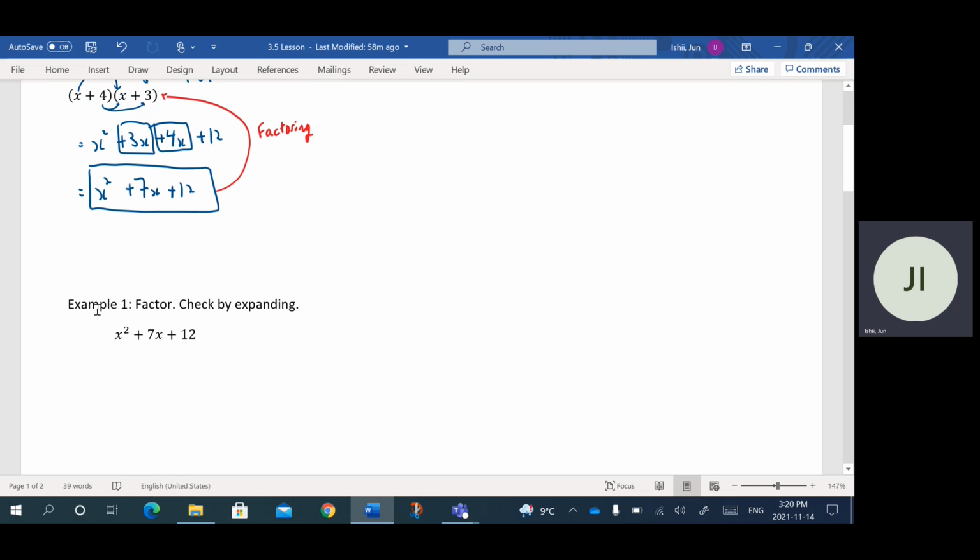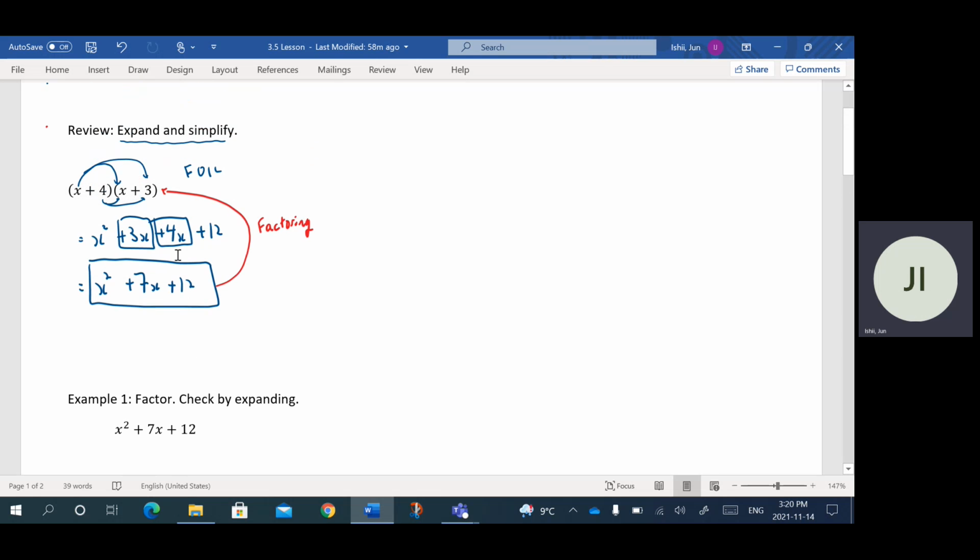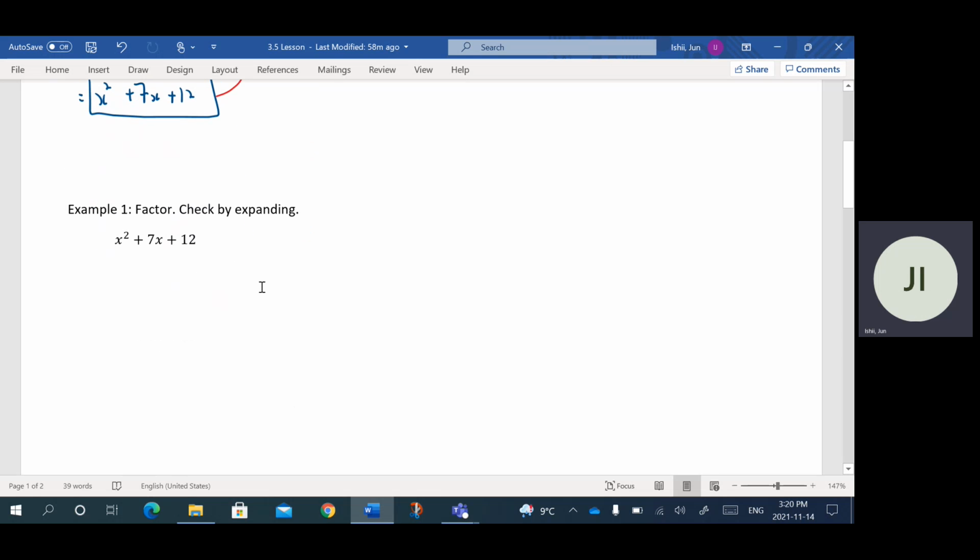All right, so first example here, we're going to factor, and we're going to check by expanding. Notice that I wrote up the same polynomial here. It's x squared plus 7x plus 12, the same one that we got when we expanded. So essentially, we do know what the answer is. But now I'm going to show you how to actually get there.